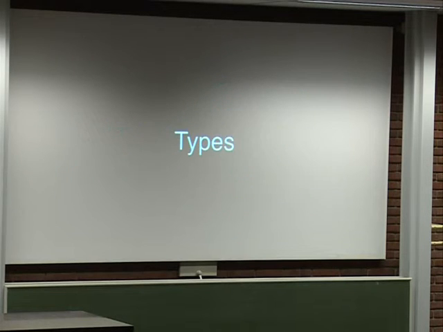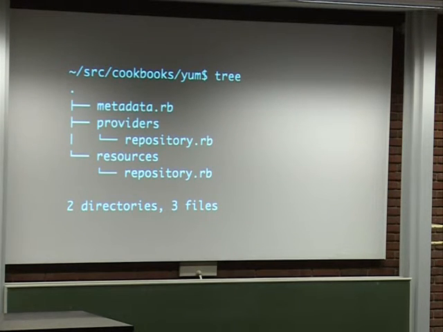Recipes and supporting files. Types. Types are super, super, super easy to make in Chef. So I'm going to make a yum cookbook that has no recipes in it. It's only going to ship a custom type. Okay. So here we are. We have the interface defined in the resources directory, and then we have the actual implementation defined in the providers directory. Right? So, if you remember back in the bash script, I said interface and implementation. The interface is the top where I'm dealing with the variables and the arguments and everything.